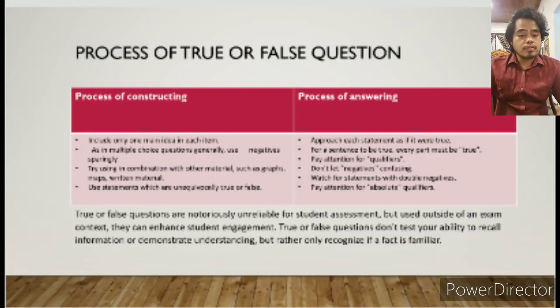So these are the processes of the true or false question. As you can see, the process of constructing is simple. The tester must include only one main idea in each item. As in multiple choice questions, generally use negatives sparingly. Try using a combination with other materials such as graphs, maps, written materials, and so on. They might use statements which are unequivocally true or false. So that's the process of constructing. The process of answering is actually simple. One must approach each statement as if it were true.